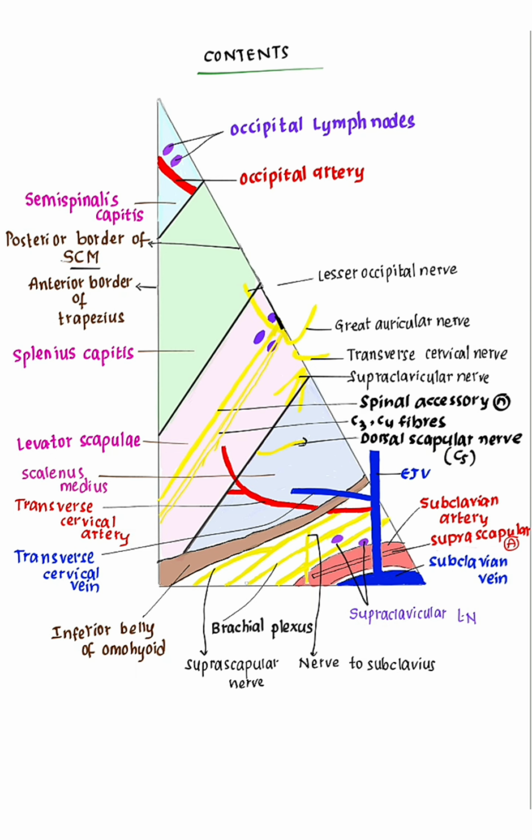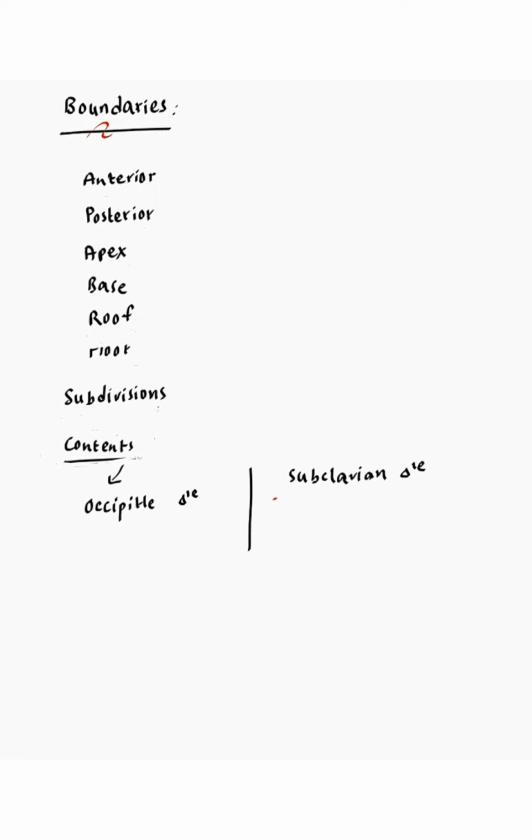Let's revise the contents in the subclavian triangle. Arteries: transverse cervical artery, third part of subclavian artery, suprascapular artery. Veins: transverse cervical vein, lower part of external jugular vein, subclavian vein. Nerves: roots and trunks of brachial plexus. Nerve to serratus anterior or long thoracic nerve. Suprascapular nerve. Nerve to subclavius. Supraclavicular lymph nodes.